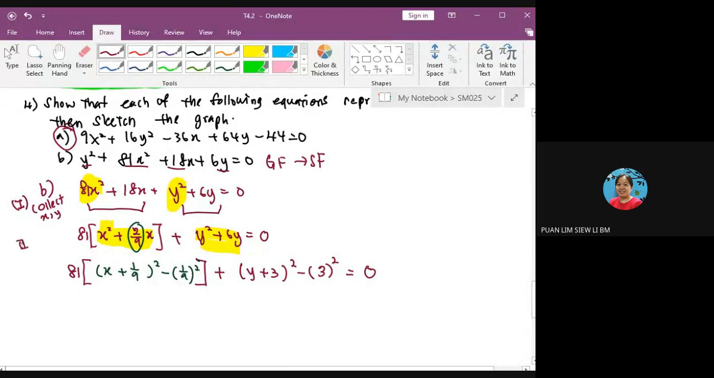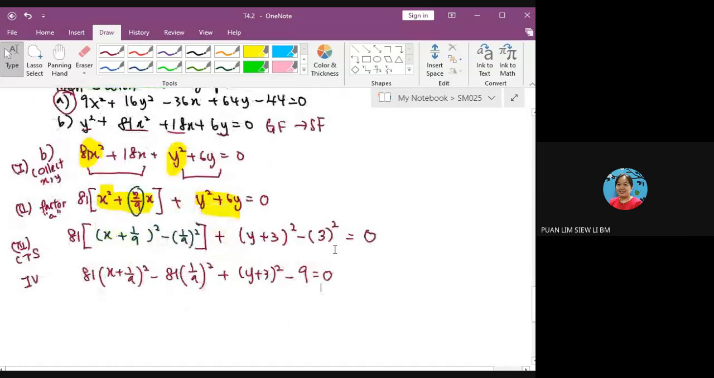So this is your step number 2, you factor. You factor the A. Maksudnya you factor your quadratic coefficient of A. Then number 3, you do your completing the square. CTS ya, completing the square. Then number 4 step here, buka balik yang kotak ini. So 81 x plus 1/9 square minus 81 darab benda ini. So this is 9.